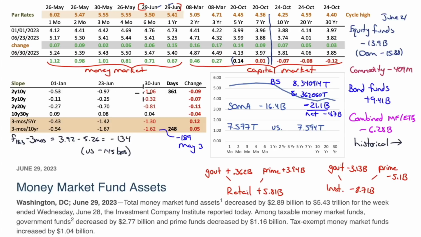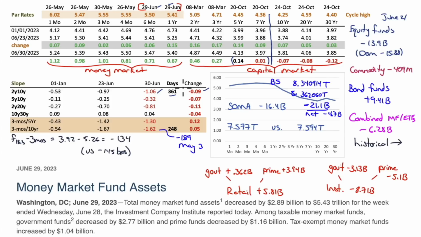The 2 to the 10 curve inversion added another 9 basis points, now inverted 106 basis points, 361 days. So we're basically a year that we've been inverted on the curve. 106 is the deepest inversion.